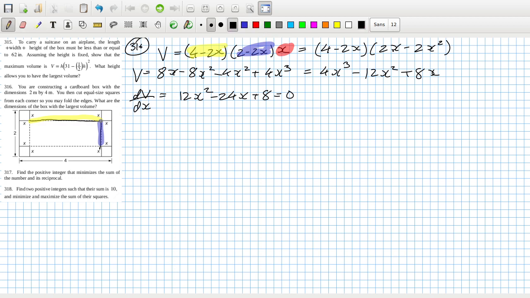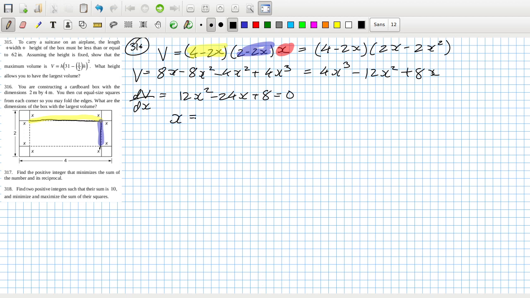4 minus 2x, 2x minus 2x squared. Then times this by 4. 4 times 2, 8x minus 8x squared minus 4x squared plus 4x cubed. So that's 4x cubed minus 12x squared plus 8x. And the derivative is 12x squared minus 24x plus 8. Yeah, okay. That looks right.